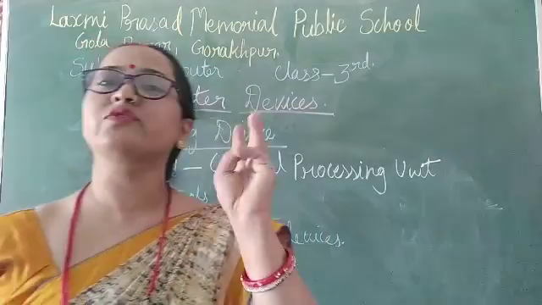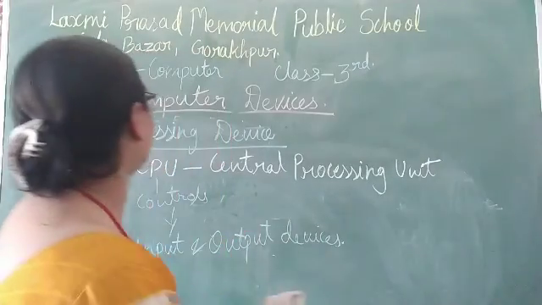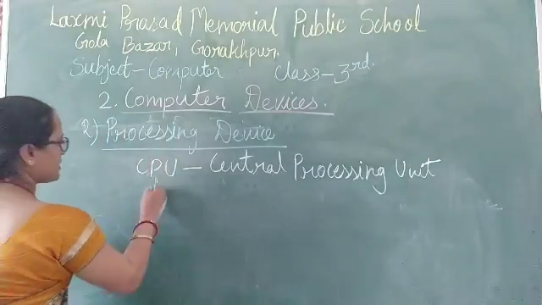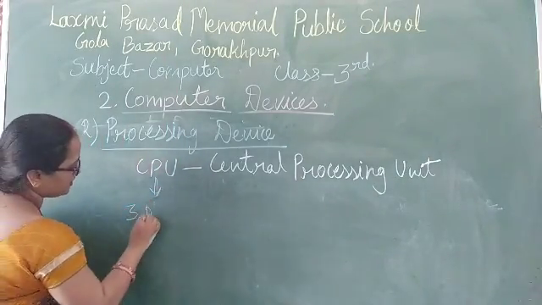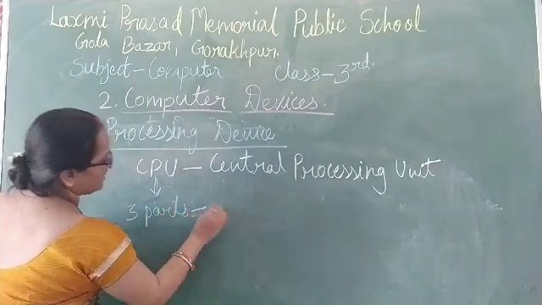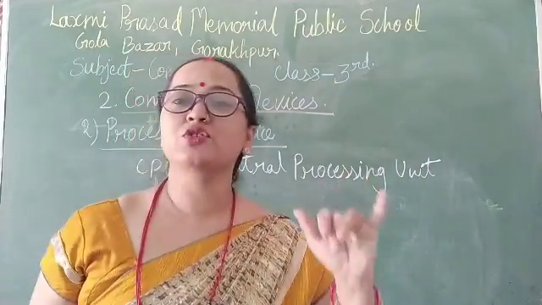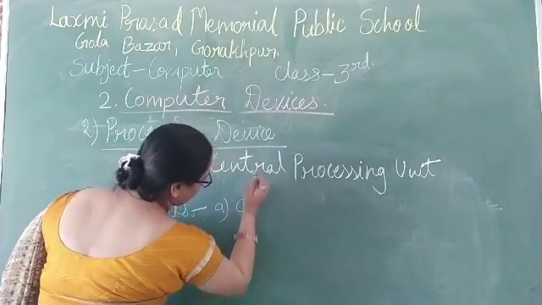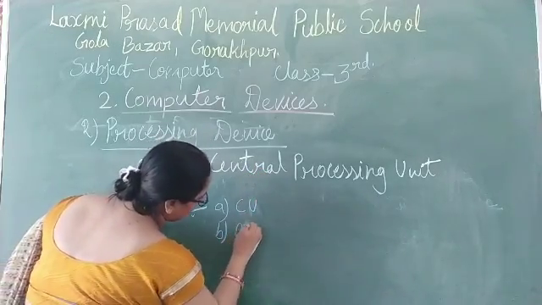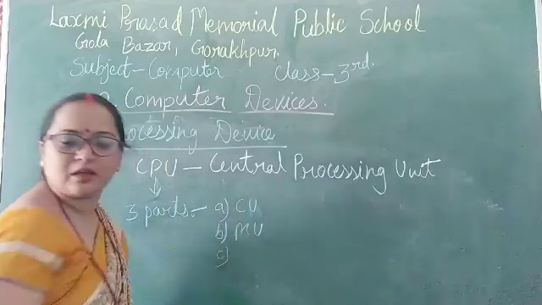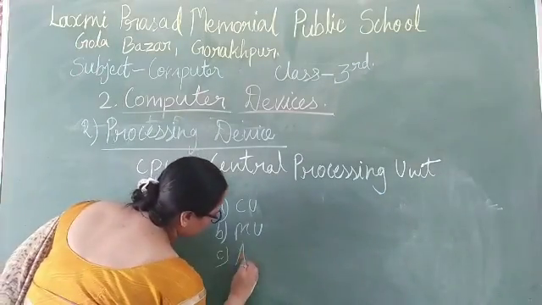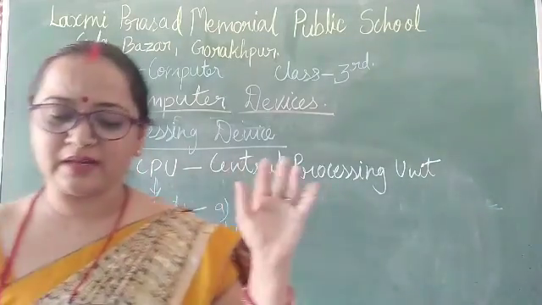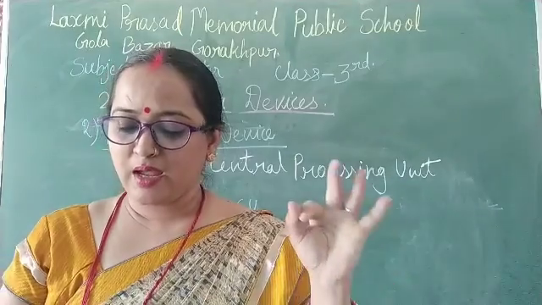The CPU is made up of 3 parts. First one is A, that is CU, B, that is MU, and C is ALU. These 3 parts, that is CU, MU, and ALU.